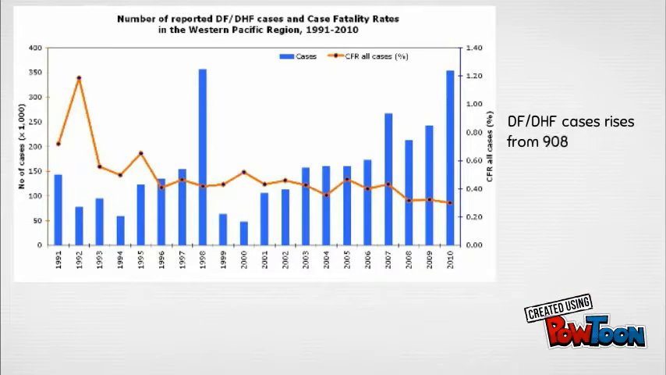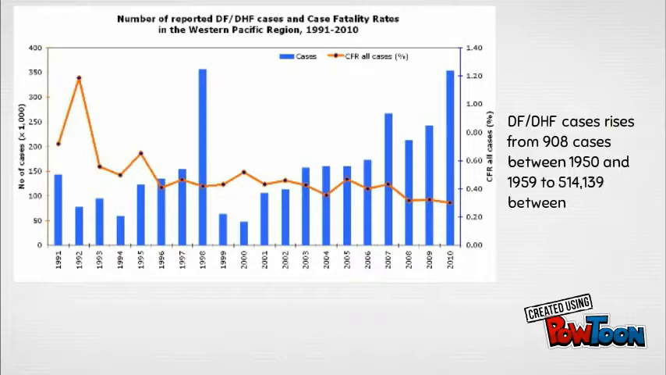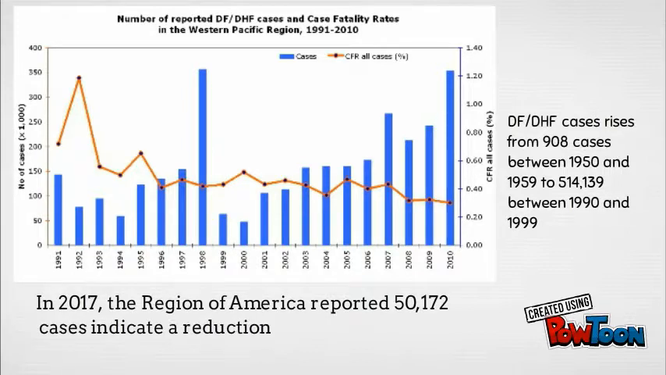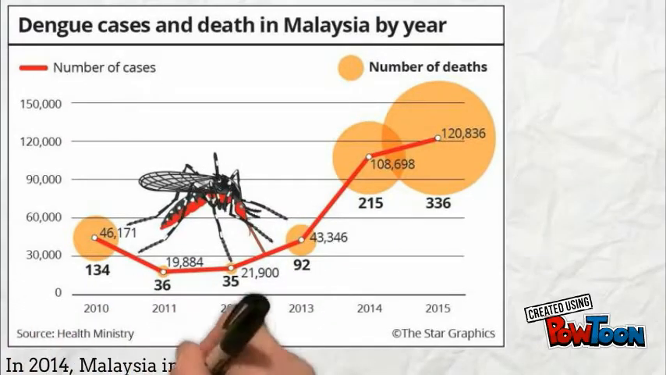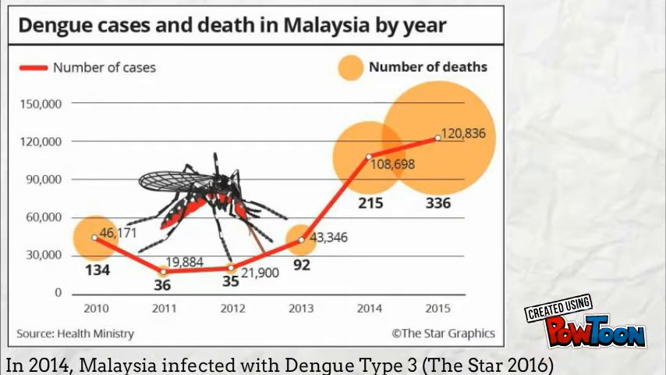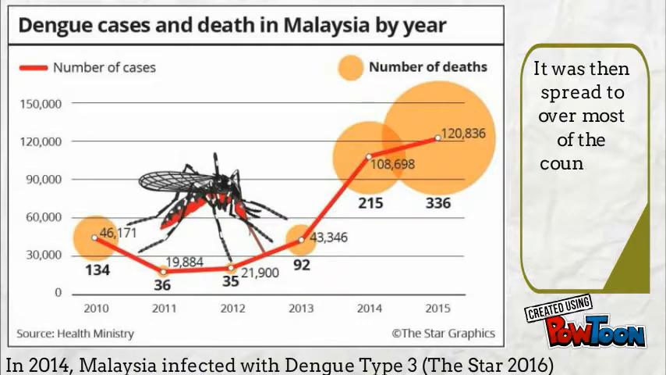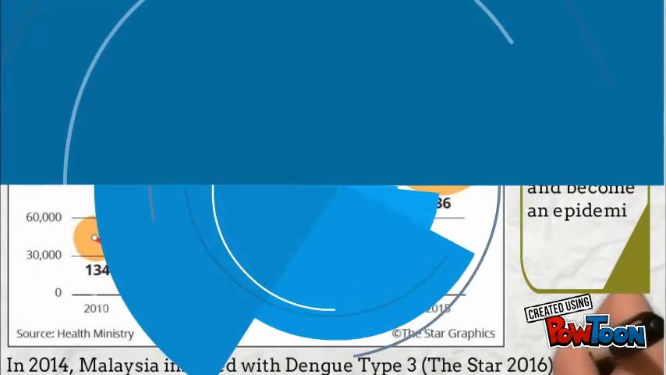As in this graph, dengue fever and dengue hemorrhagic fever cases rose from 908 cases in 1950 to 1959 to 514,139 cases in 1990 to 1999. In 2017, the region of the Americas reported 50,172 cases, indicating a reduction. In 2016, The Star reported that Malaysia had been infected with dengue type 3 in 2014. It has become an epidemic disease that spread to most countries.